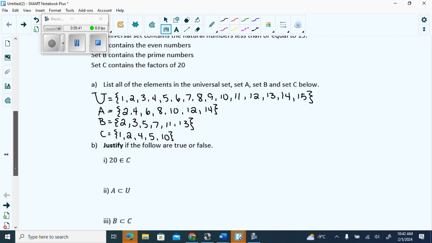All right. So that little e means an element of. We've used it in domain and range the whole time. Is 20 an element of C? Is that true or false? It's false, which a lot of people put, and that is correct, but they didn't justify. So why is it false? I would say 20 is not an element of C, as 20 is not an element in the universal set.